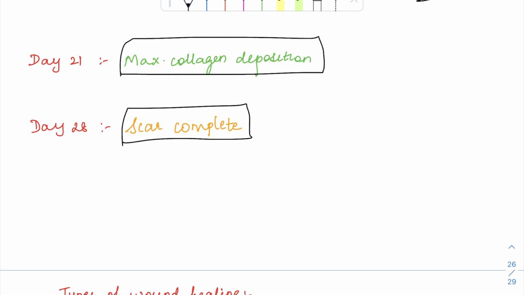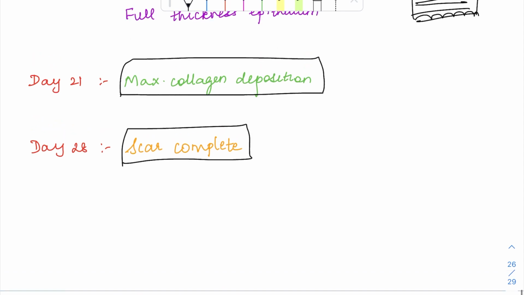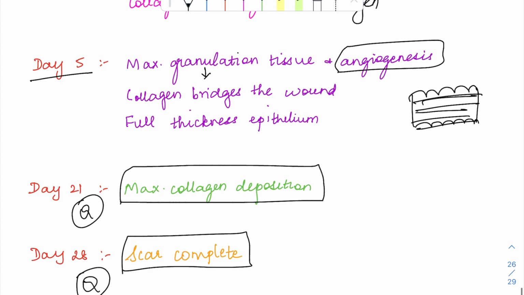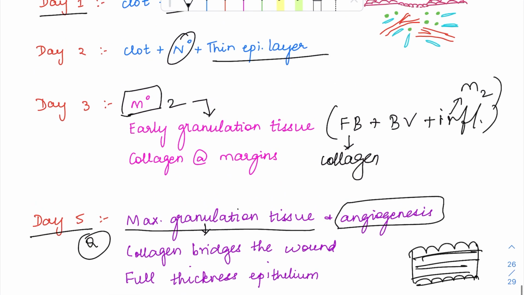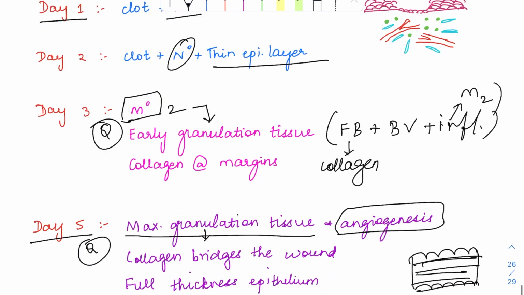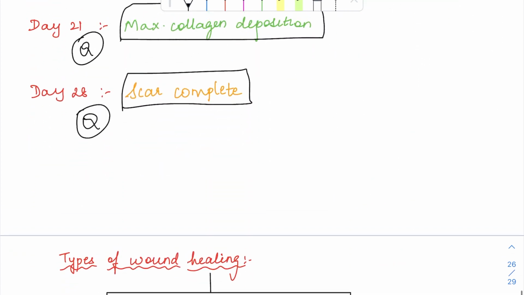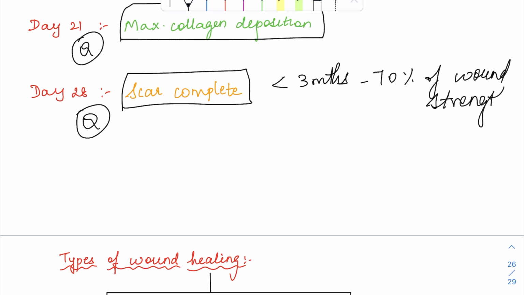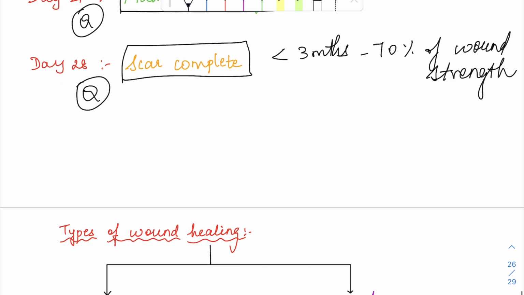Then on day 21, we have the maximum collagen deposition, and on day 28, the scar formation is going to be complete. So day 28, scar formation is complete. Maximum collagen deposition is going to be on day 21, and maximum granulation tissue will be on day 5. Macrophages come on day 3. Okay. So this scar is going to, within 3 months of time, acquire at least 70% of the wound strength. Okay, 70% of the wound strength is going to be acquired by 3 months of time.